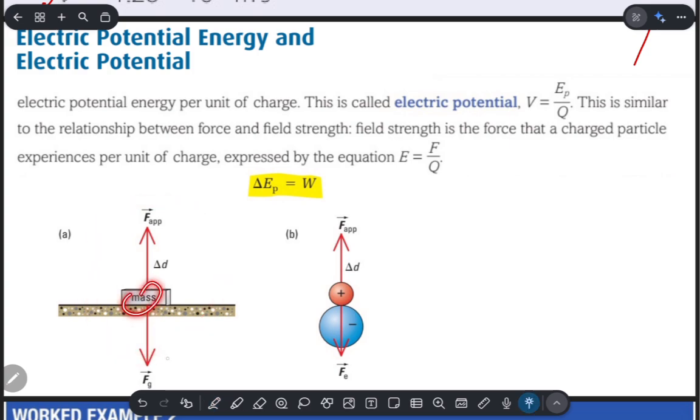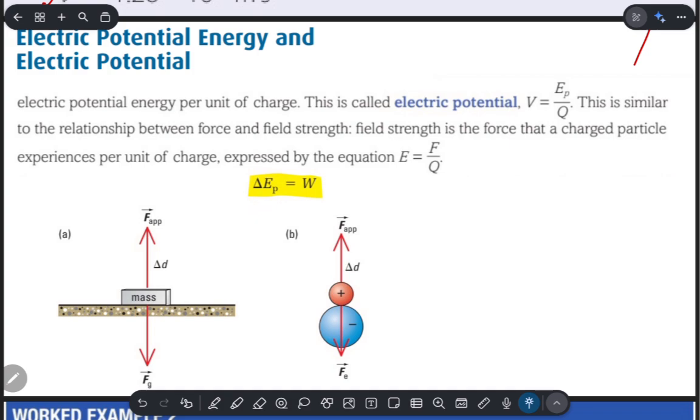That example is the gravitational potential energy. If you have a mass placed on a surface and its weight, the force of gravity, is acting downward, then if you want to pull it up against gravity through a distance delta d, you have to apply some force. In the same way, if a charge is being attracted by another, negative charge with a force Fe, you apply a force F applied to drag that charge through a distance delta d.